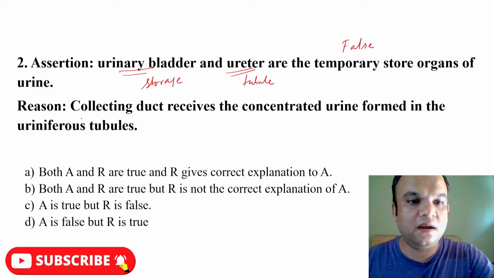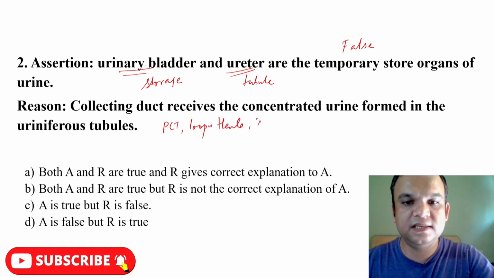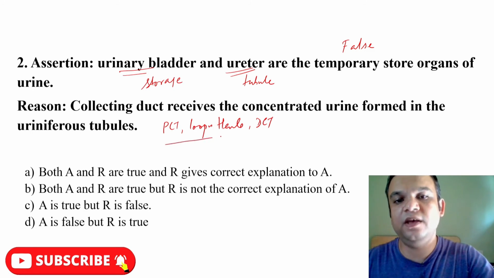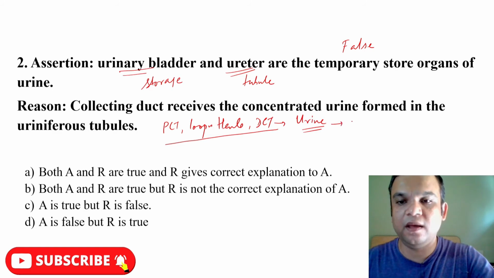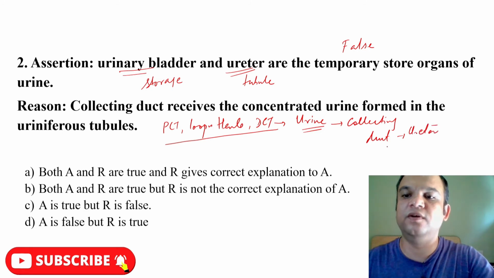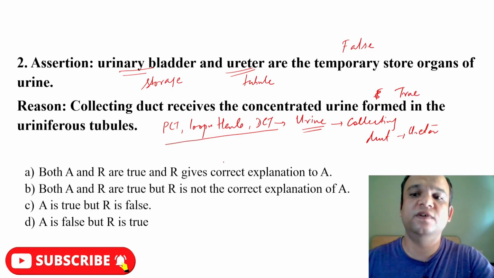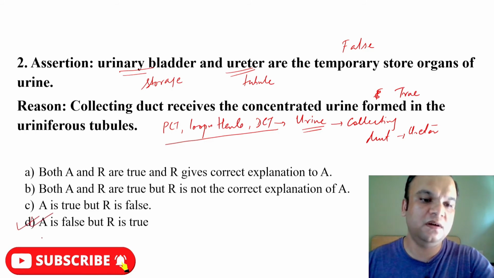Reason states that collecting duct receives the concentrated urine from the uriniferous tubules. The PCT, loop of Henle and the DCT, when the filtrate passes through each one of them, finally urine is formed. So this urine is sent to the collecting duct, and these collecting ducts only are connected to the ureter. So this reason is a true statement. So which one will be the answer? The option D will be the answer for this particular question.